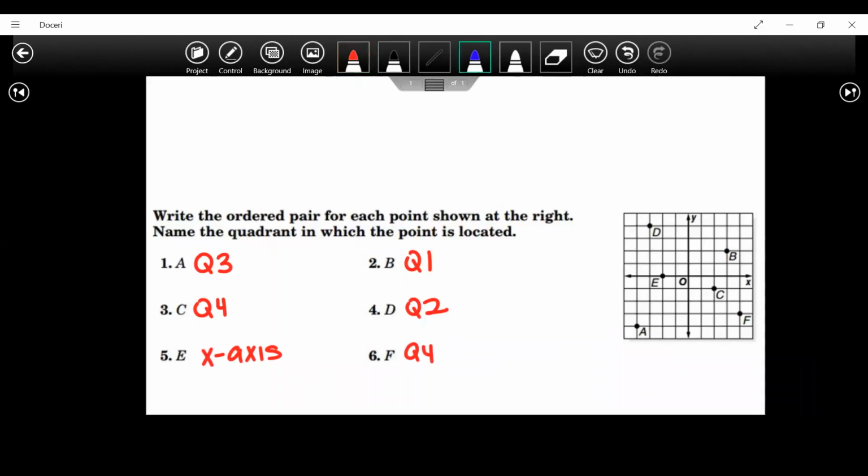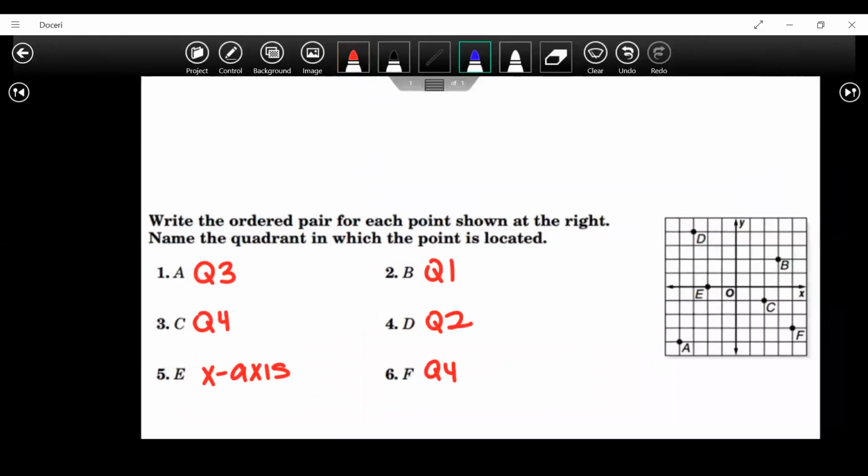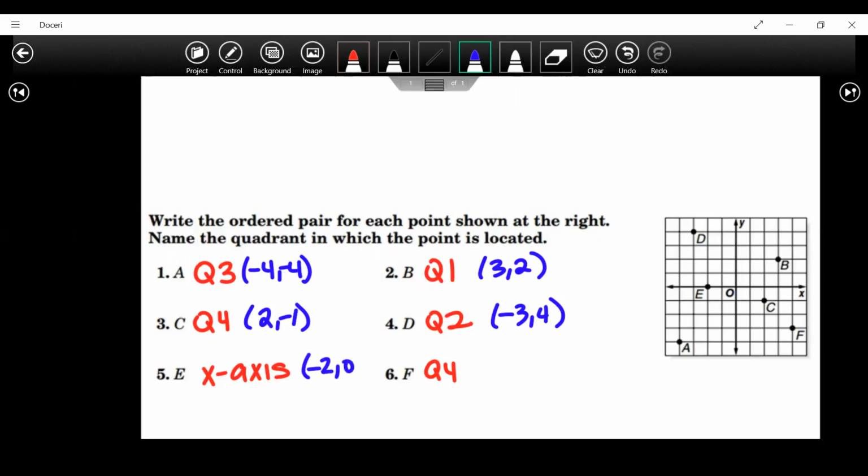What about our coordinate points for A? B. 3, 2. C. D. E. 2, 0. And quadrant 4. Boom. Okay, just to review that kind of stuff.